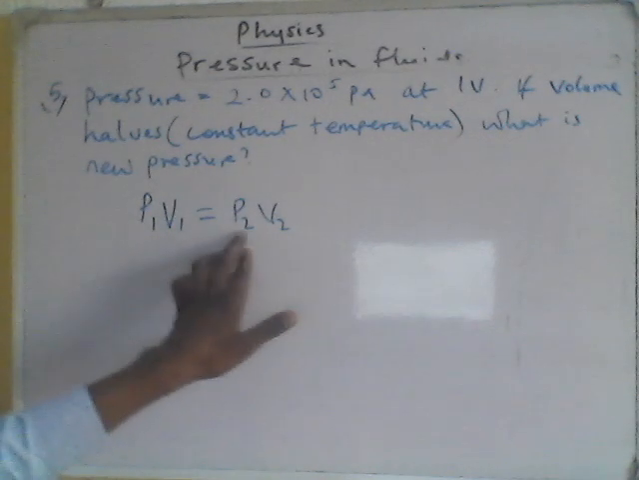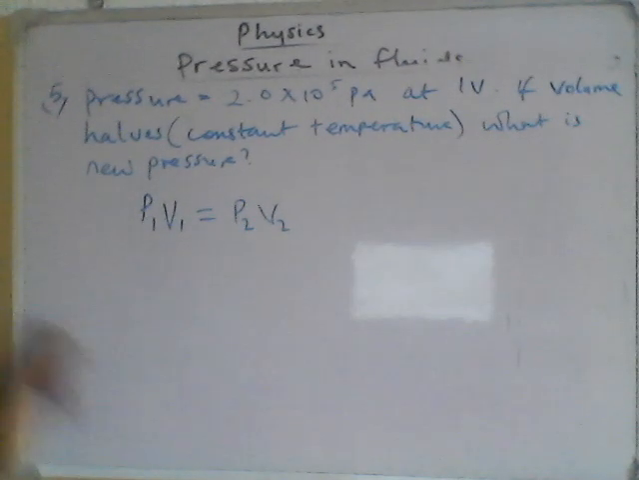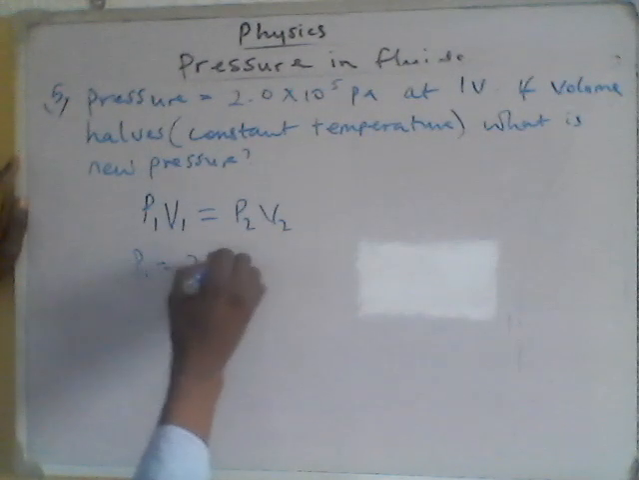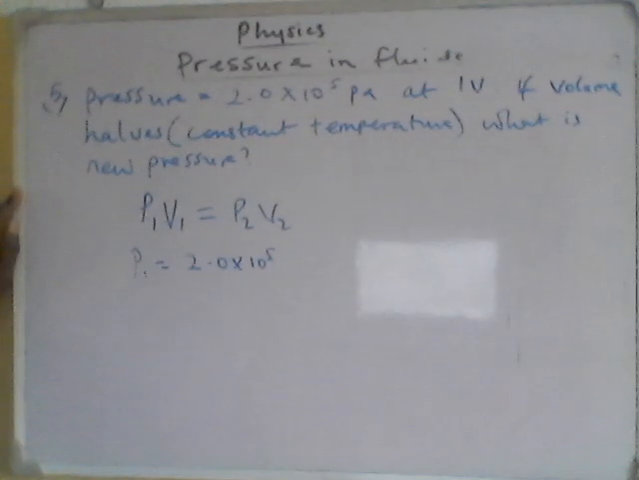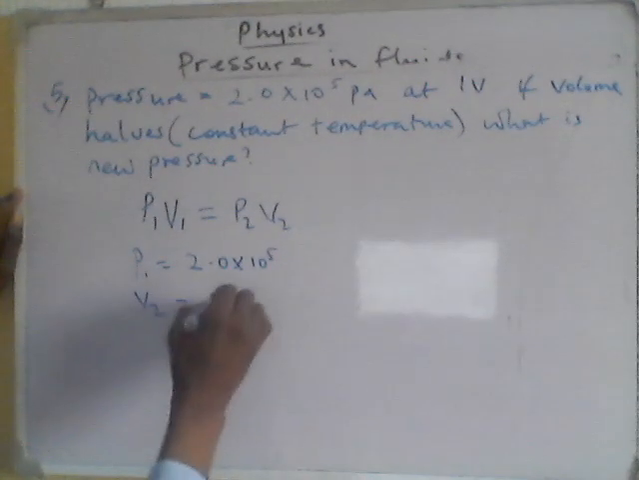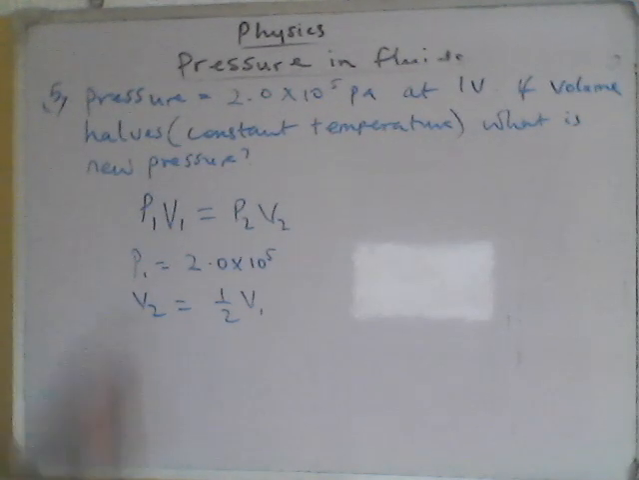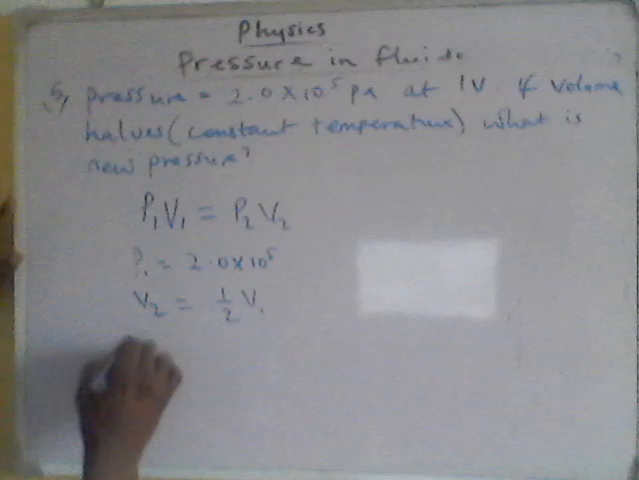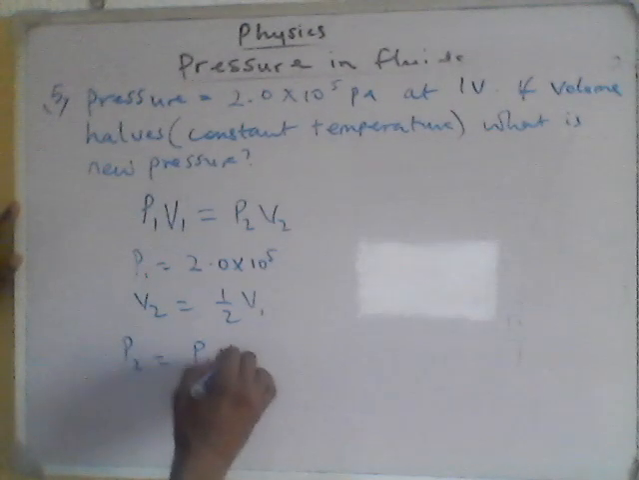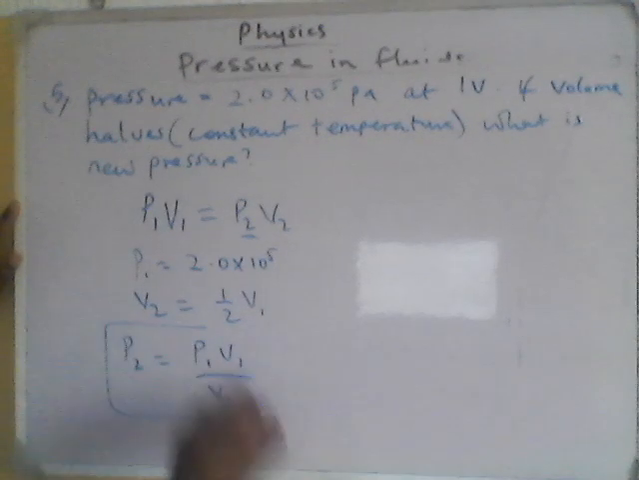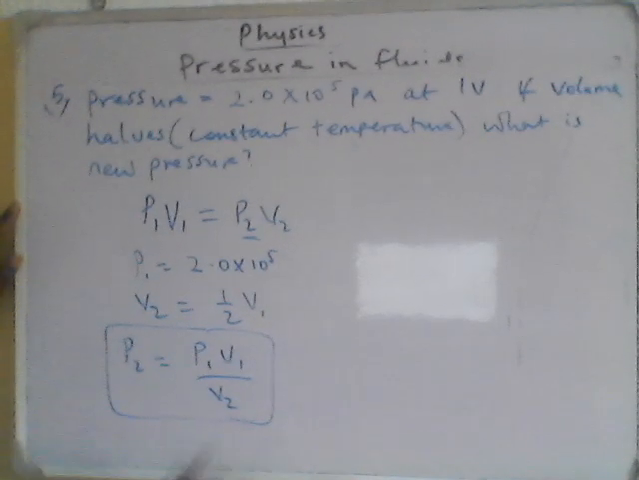So P1 V1 is equal to P2 V2 at constant temperature. Given the initial pressure P1 in the question as 2.0 times 10 to the power 5, and the final volume V2 is equal to half of V1. Then we can now apply this Boyle's law formula and input what we have. Final pressure, which is P2, will be P1 V1 over V2. We'll get this one. So we can now input what we have here.